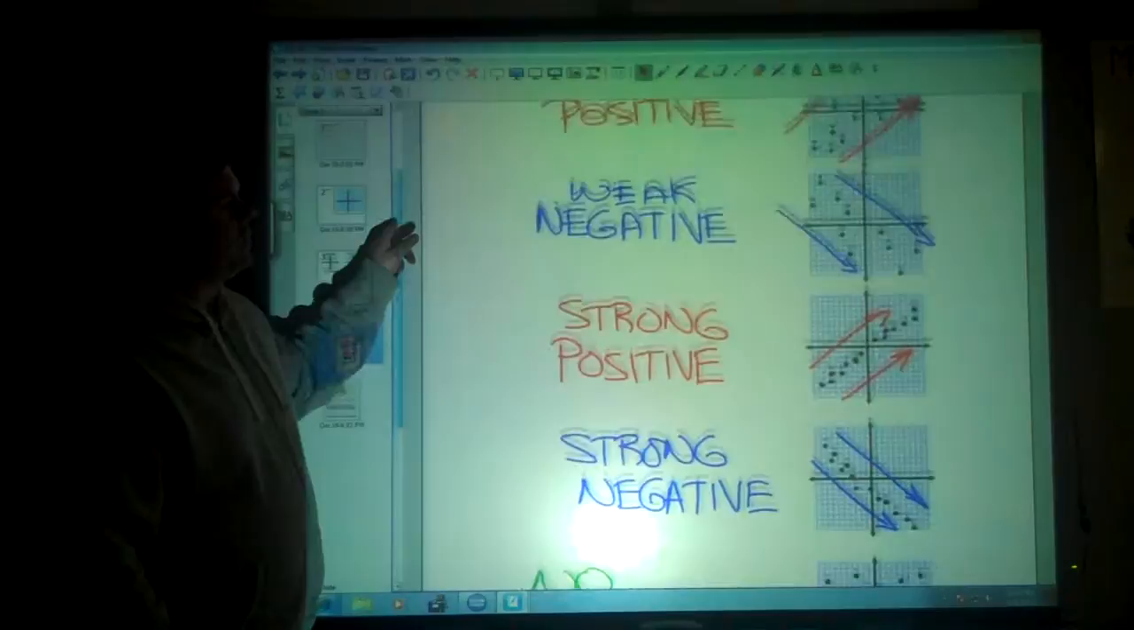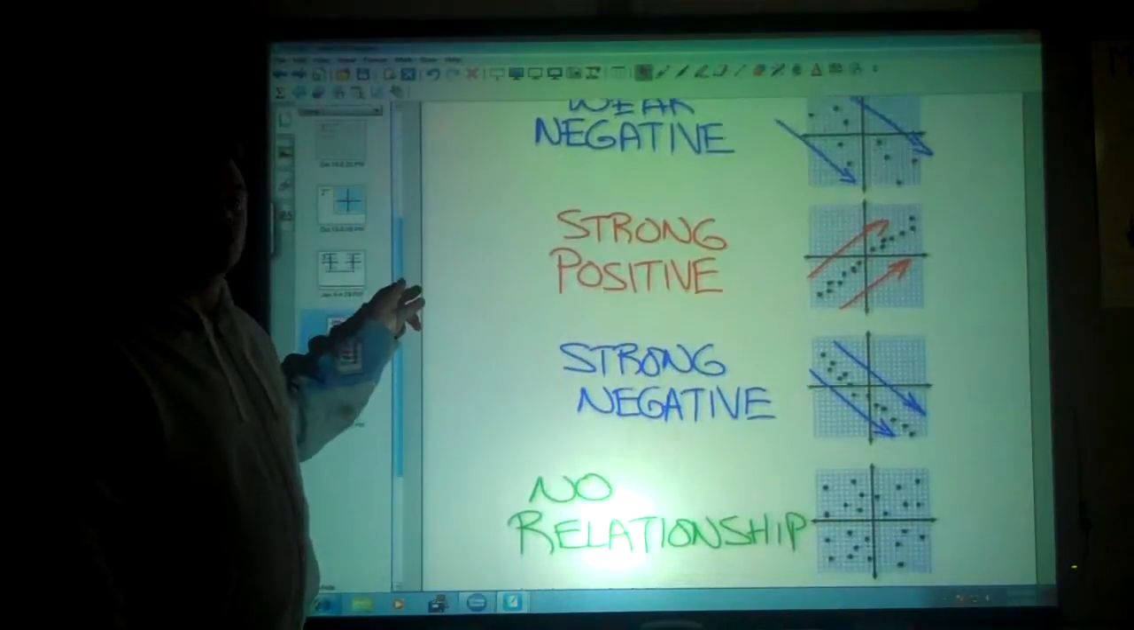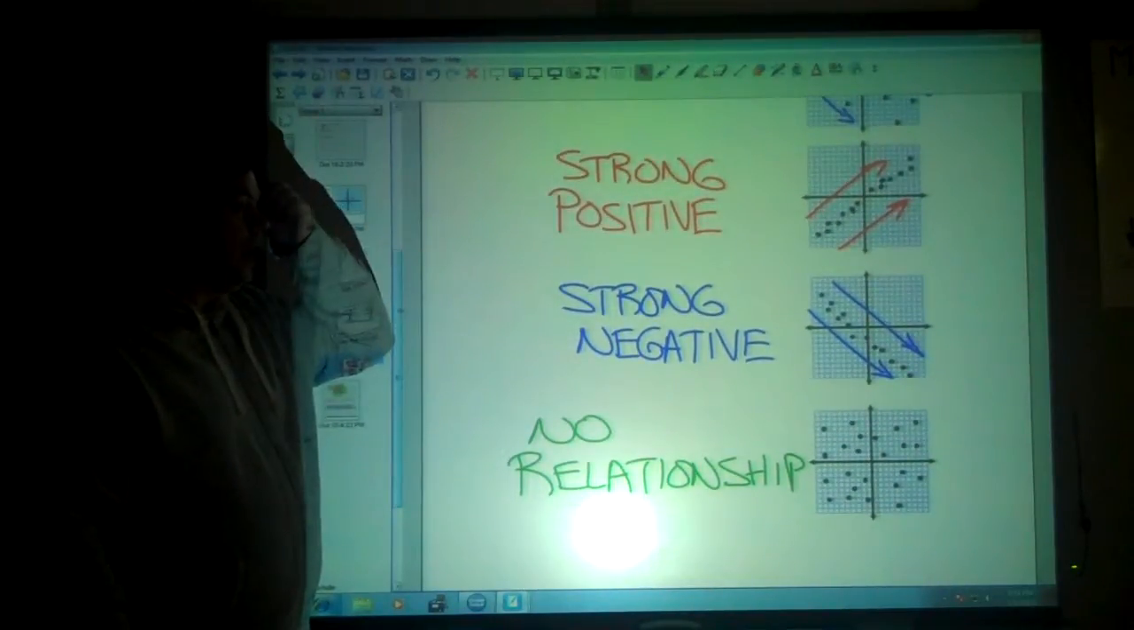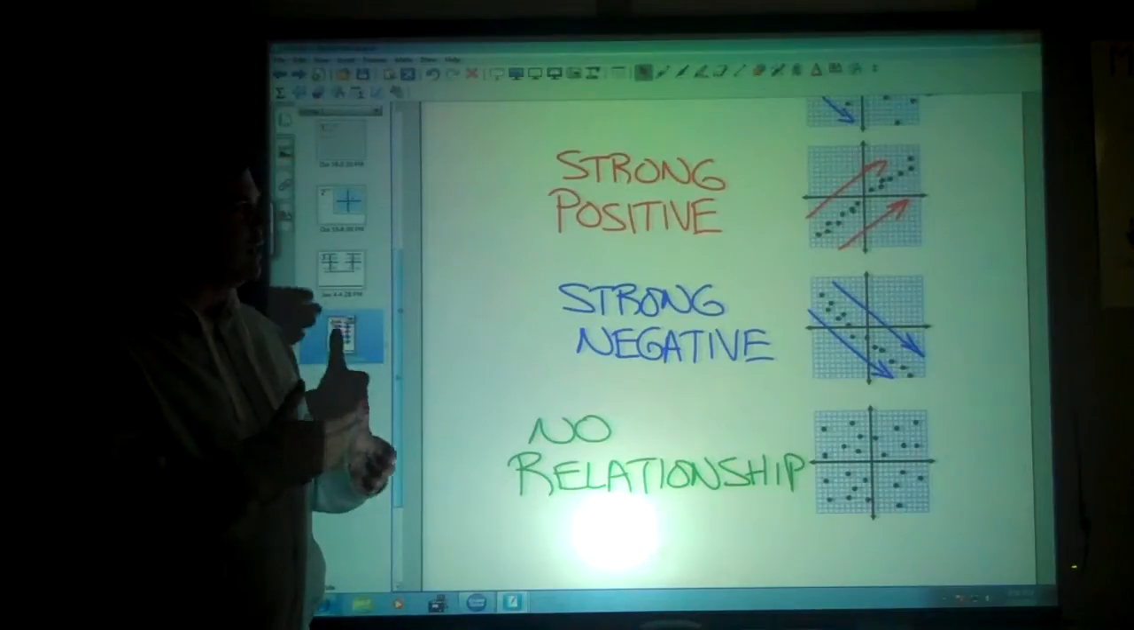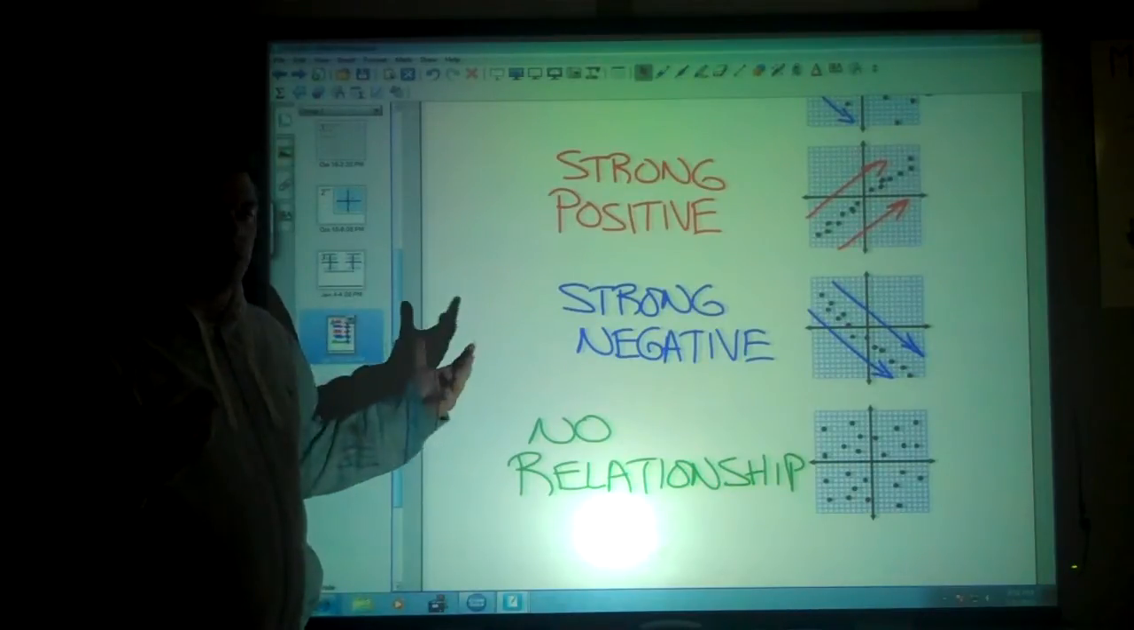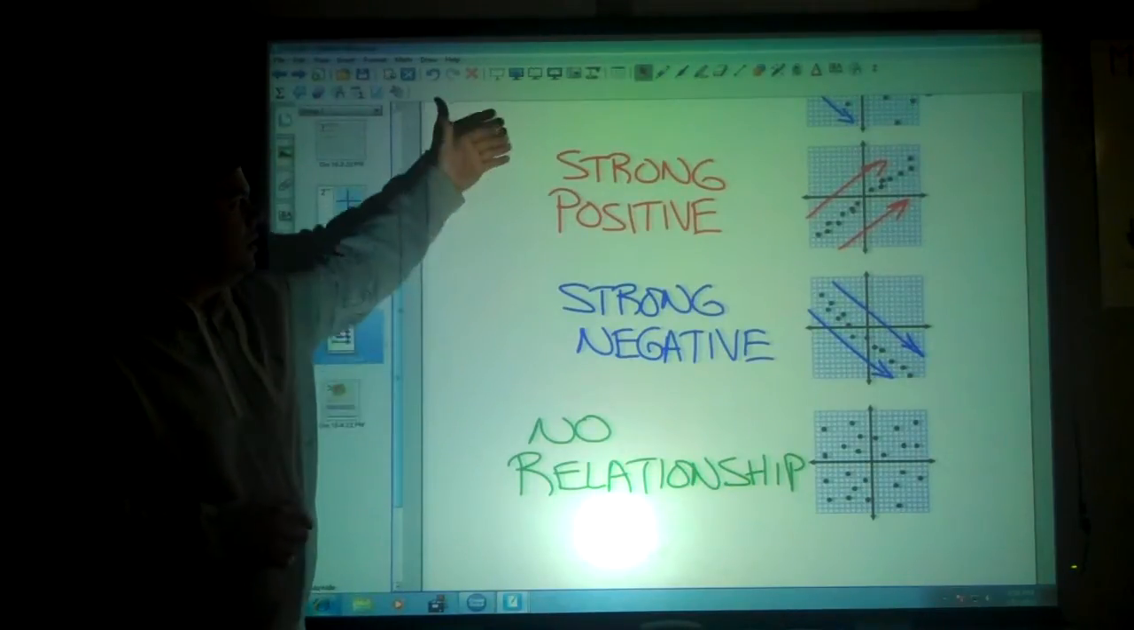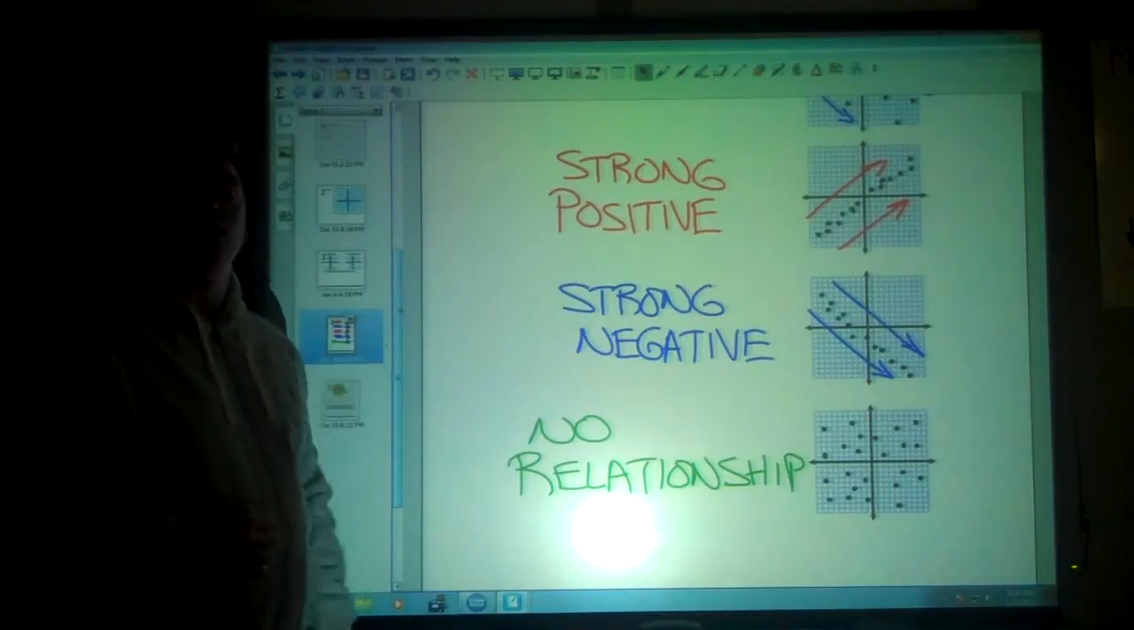So we can tell a lot from a scatter plot about how values are connected. And if they're real life values, like I mentioned before, time, gas, ages, it could be a gamut of things, then we can tell whether or not there's a connection between those values.